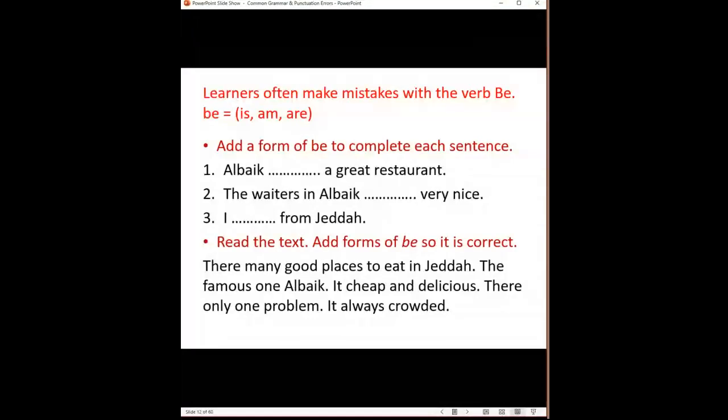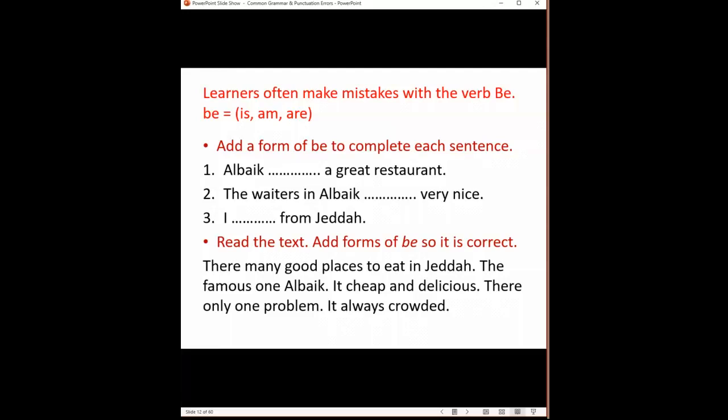So it is a problem that happens because our language is different from the English language. If you look at the Arabic language, it doesn't have the equivalent of verb to be. Arabic has the nominal sentence and the verbal sentence, whereas the English language has the verbal sentence only. So if we don't have the equivalent in our language, we make lots of errors.